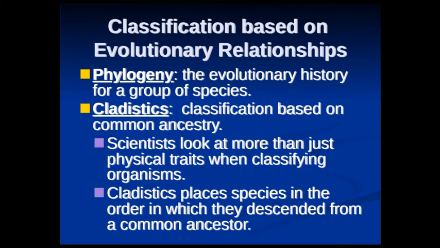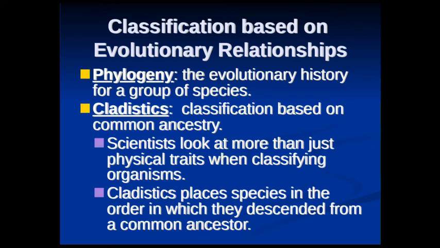But phylogeny is just a vocab word. It's just the evolutionary history of a group of species. So if I choose a sunflower, a rose, a tomato plant, a pine tree, and an oak tree, I'm going to look at the evolutionary history of those 5 plants. That's a phylogeny. Cladistics is the classification based on common ancestry, and that's what we're going to look at today. So we look at more than just physical traits when we classify organisms, and we put them in ascending order from the most common ancestor to the last individual organism we're looking at.